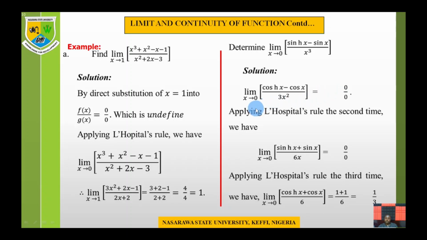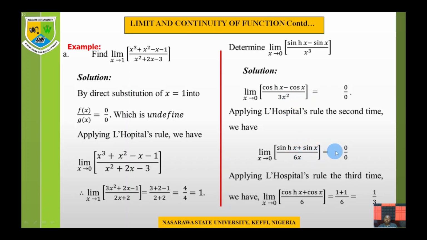Okay, so you have to, as I said earlier on, apply L'Hopital's rule the second time. You keep on applying it until it gives you something that is meaningful. So applying it for the second time, you differentiate cos again, you have sine x. You differentiate cos x, you have minus sine x, and this will now make it what? Plus sine x. Then if you differentiate the function at the denominator, it will give you 6x.